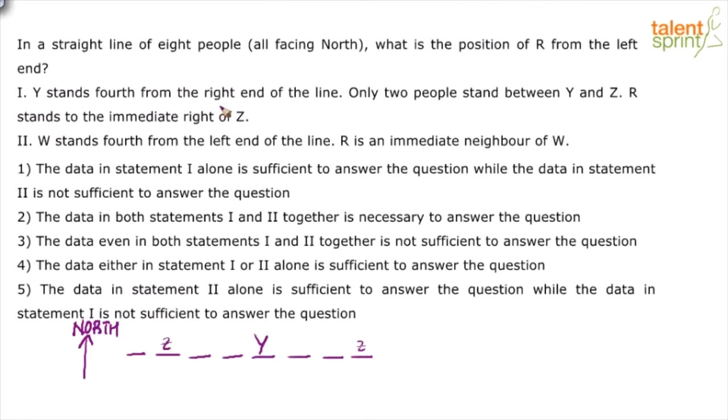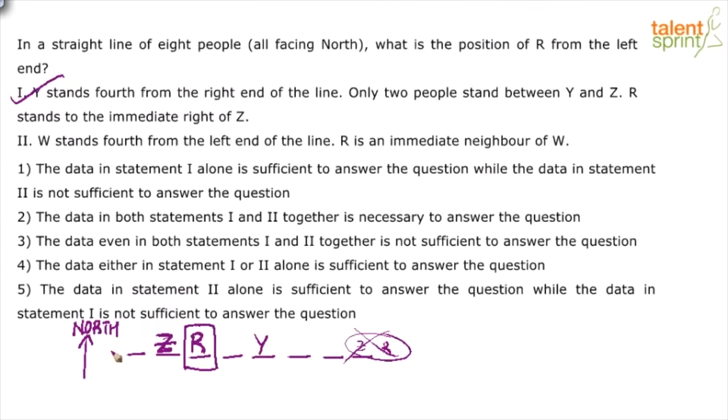R stands to the immediate right of Z. Now, if you try to take Z in this position, R has to be on the immediate right, which means R comes here. So basically, you are throwing R out of the arrangement. So this is incorrect, which means Z will not come here. Z will definitely come here. And if Z comes here, R has to come here. Yes or no? Because R is on the immediate right of Z. So the point is, using statement 1, we are able to fix the position of R. We know that R is 3rd from the left. So what is the position of R from the left hand? 3rd. How are we able to say this? Because of statement 1. So statement 1 alone is sufficient.